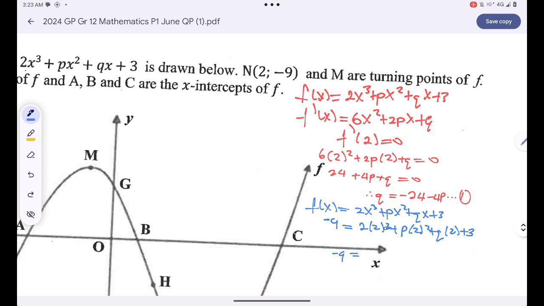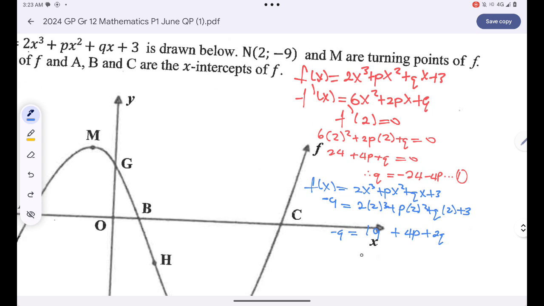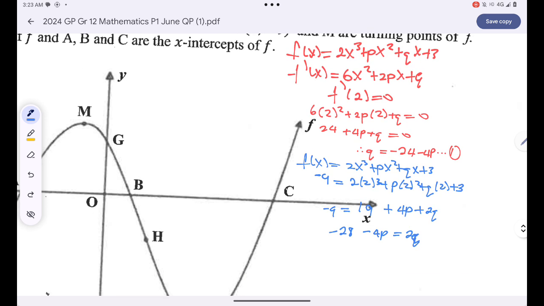2 cubed is 8 multiplied by 2, that's 16. 16 plus 3, I'll simply get 19. 19 plus 4p plus 2q. Yeah? Then whenever I take the 19 to the other side, it will be negative. That's -9 minus 19, that's -28. Is equal to -28 minus 4p is equal to 2q. Divide both sides by 2, then -14 minus 2p is equal to q. This is my second equation.